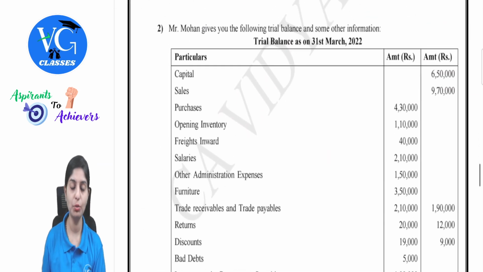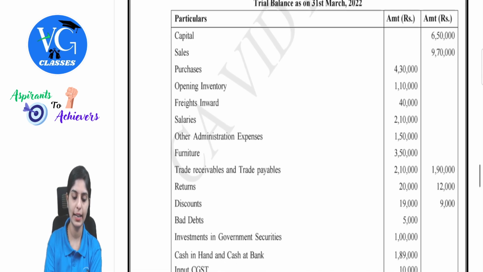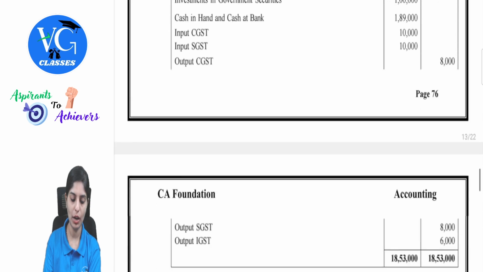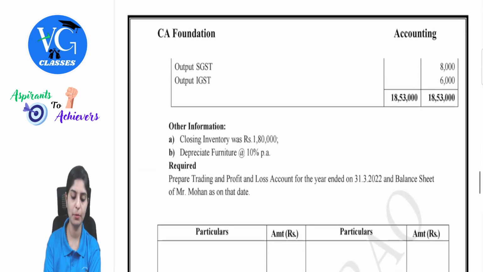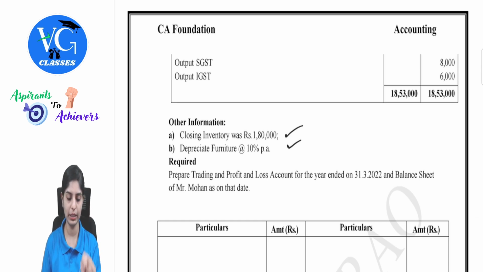Yes, moving on to the next question. Mr. Mohan gives you the following trial balance and some other information. So they are giving you the trial balance, capital, sales, purchases, all of the items are given. Additionally, in other information, they've just given closing inventory and furniture. Remember, closing stock treatment, this is not appearing in trial balance. So it appears on two cases, two treatments.